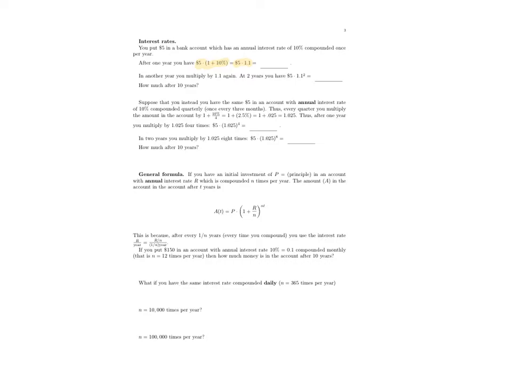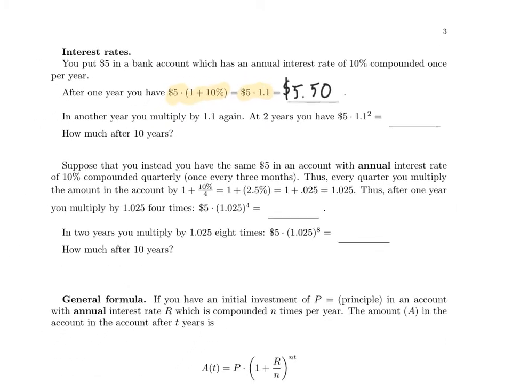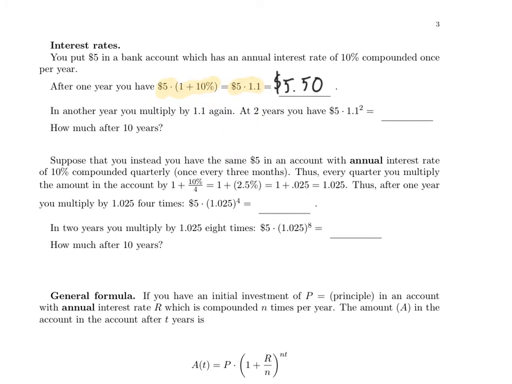There will be lots of computations today that I will not do by hand, but this I actually can do. 5 times 1.1, that's $5.5, and because you usually go out to the cents place, it's $5.50. In another year, you'll multiply by 1.1 again. That is, after 2 years, you'll have your $5. You'll multiply it by 1.1 after the first year, and by 1.1 again after the second year.